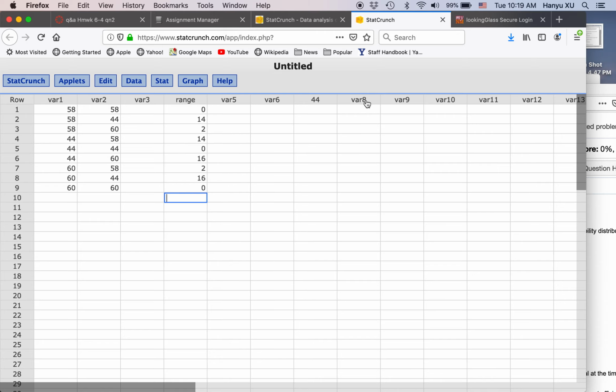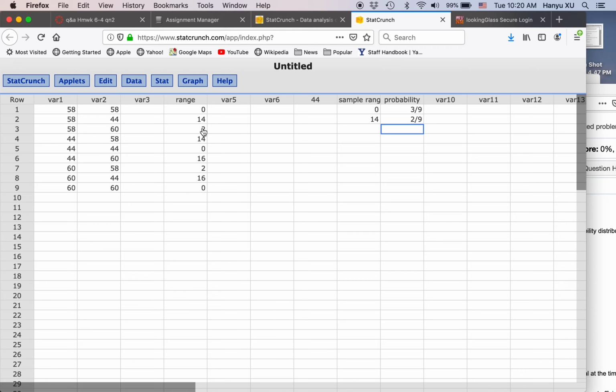Now you are ready to list out the sampling distribution of the sample range. For the sample range and the probability, first you have 0 here. The probability is, you want to count how many 0s there are. 0, 1, 2, 3. So it's 3 out of 9. And then the next number here is 14. What is the probability? 14 appears twice. So it's 2 out of 9.